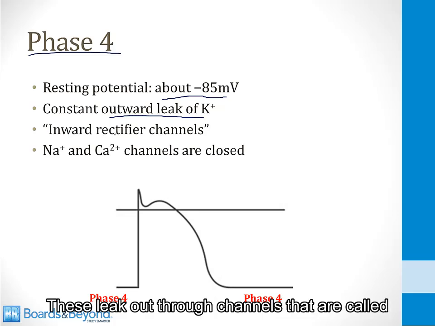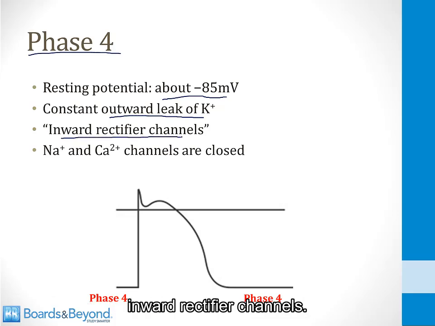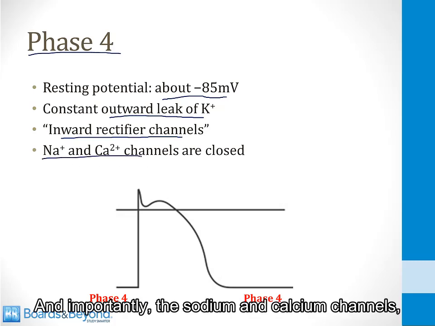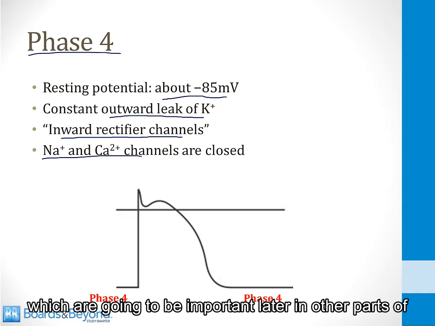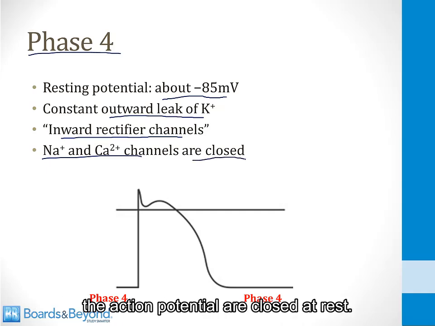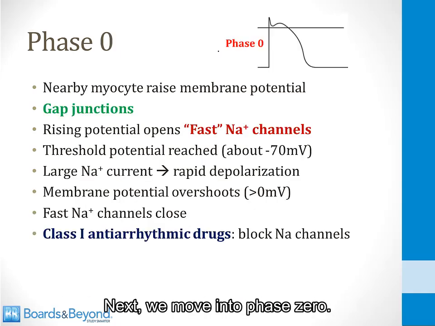These leak out through channels that are called inward rectifier channels, and importantly, the sodium and calcium channels, which are going to be important later in other parts of the action potential, are closed at rest. Next, we move into phase 0.